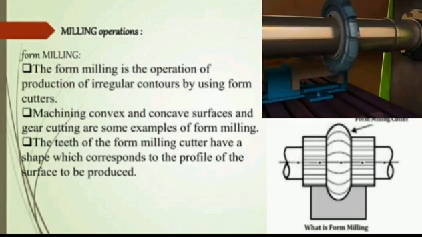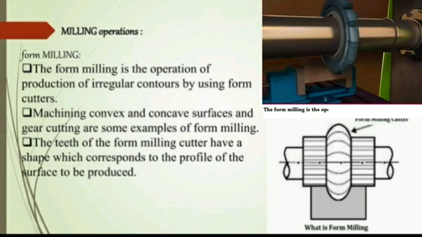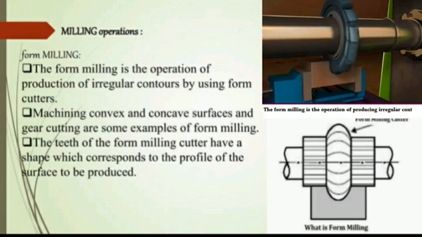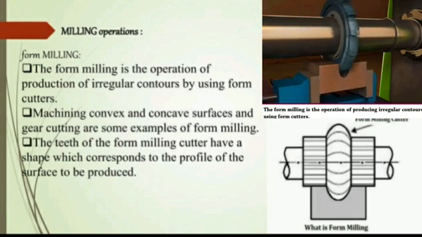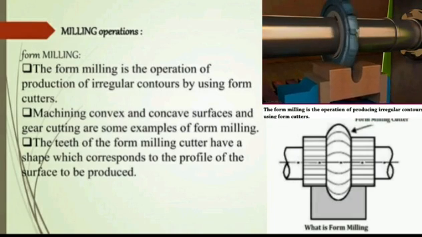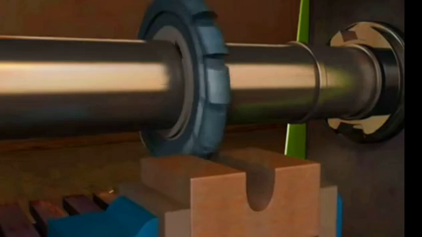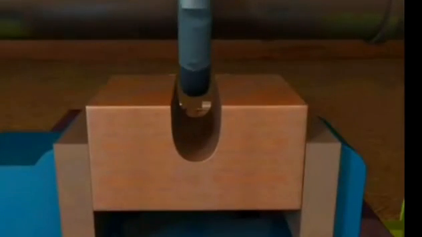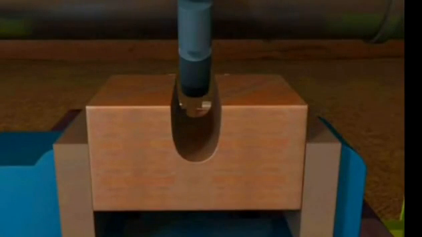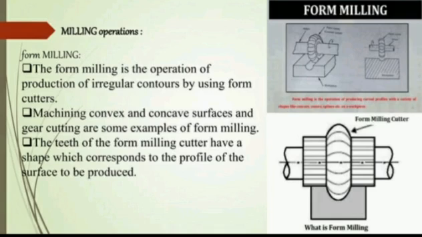Operation 5. Form milling. Form milling is the operation of production of irregular contours by using form cutters. Machining convex and concave surfaces and gear cutting are some examples of form milling. The teeth of the form milling cutter have a shape which corresponds to the profile of the surface to be produced. It is illustrated by images and animations here.